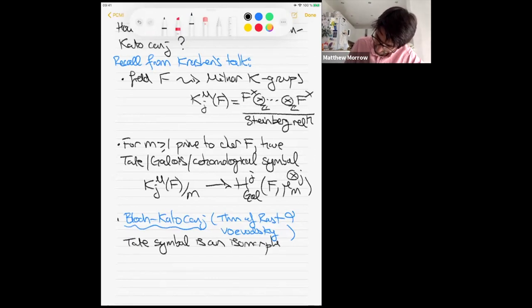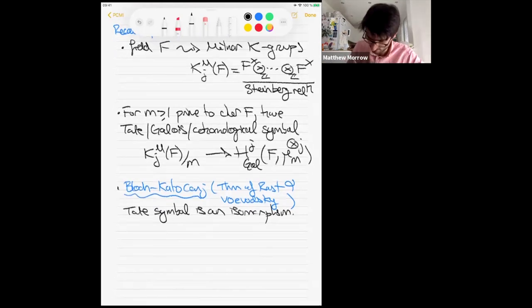So a priori, it's just related to Milnor K theory and Galois cohomology. What's it got to do with algebraic K theory and motivic cohomology? That's thanks to the following remarkable fact, that Milnor K theory shows up in motivic cohomology.